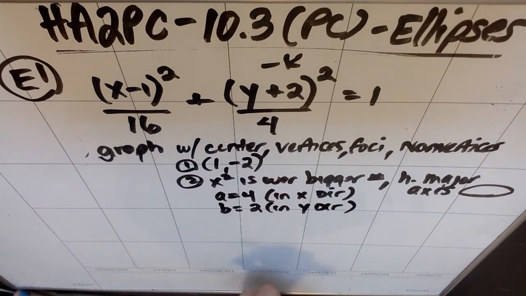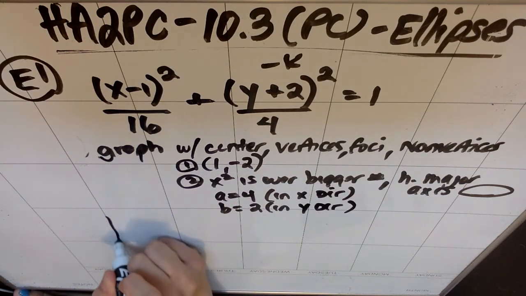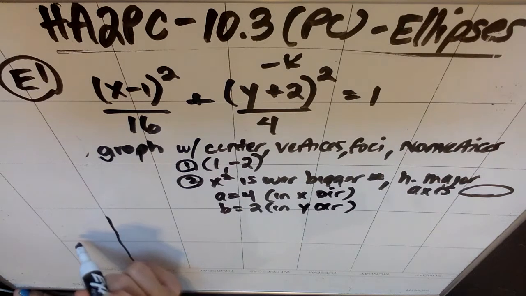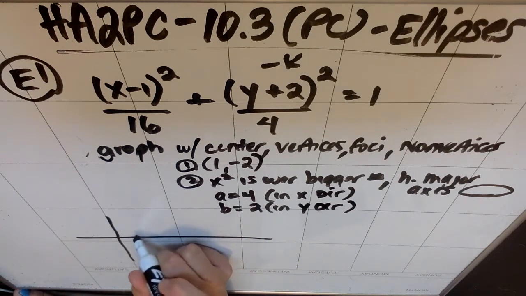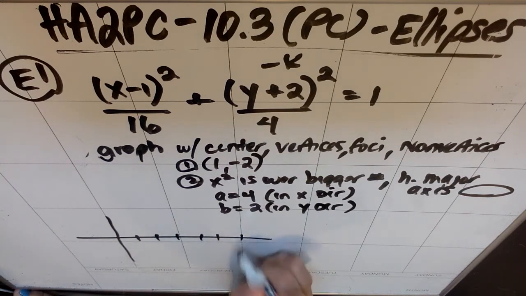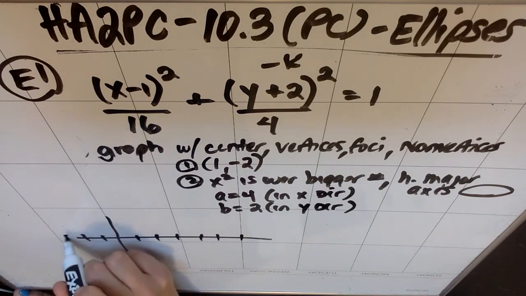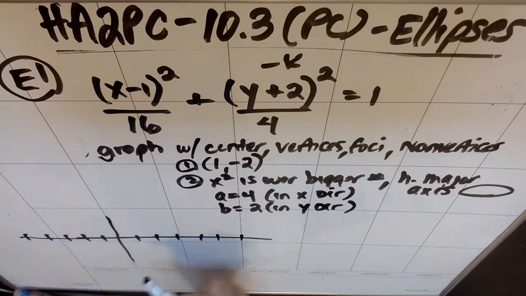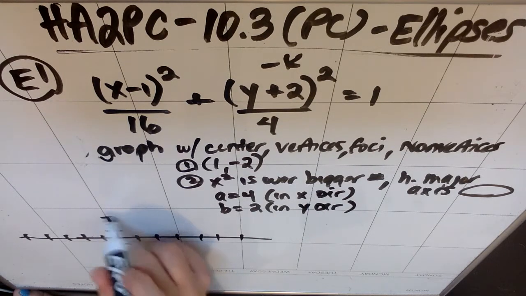So now I'm going to have to draw a graph where 1 comma negative 2 is sort of in the center of my graphing. So 1, 2, 3, 4, 5, 6. 1, 2, 3, 4, 5. 1, 2, 3, 4, 5, 6. 1, 2, 3. Okay, cool.